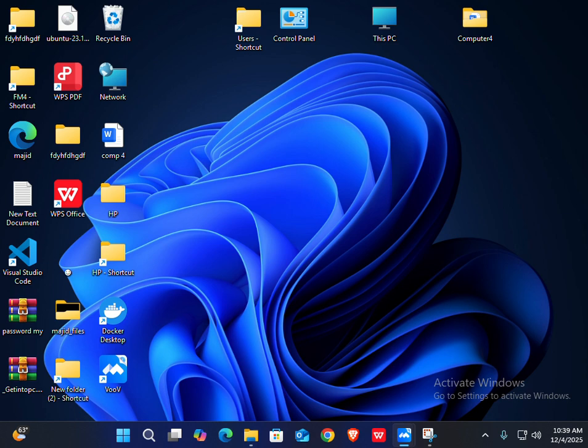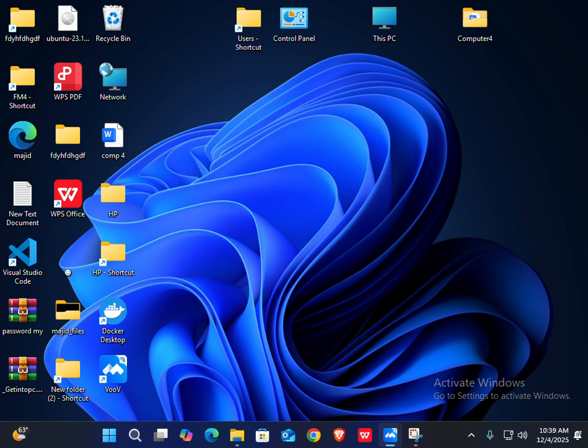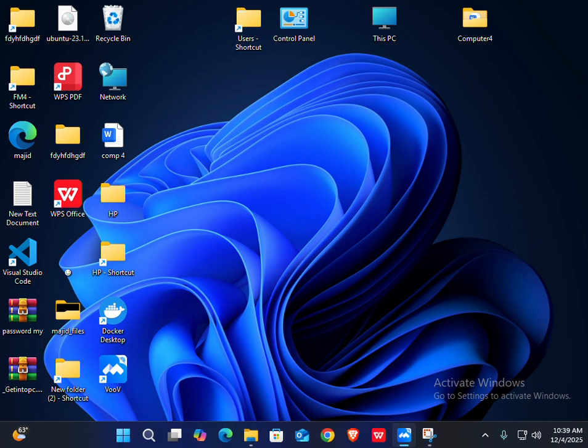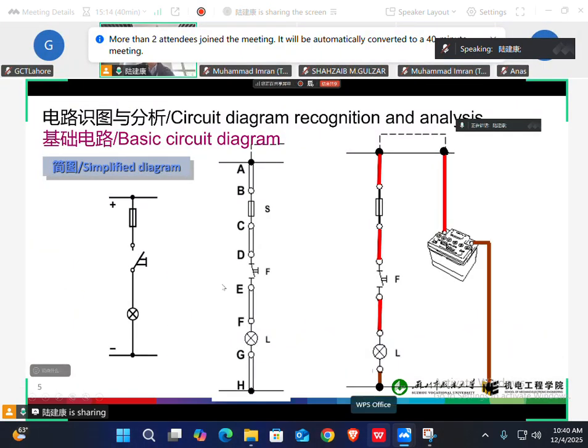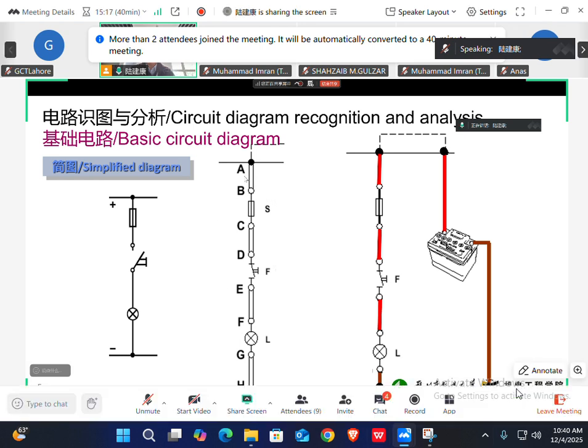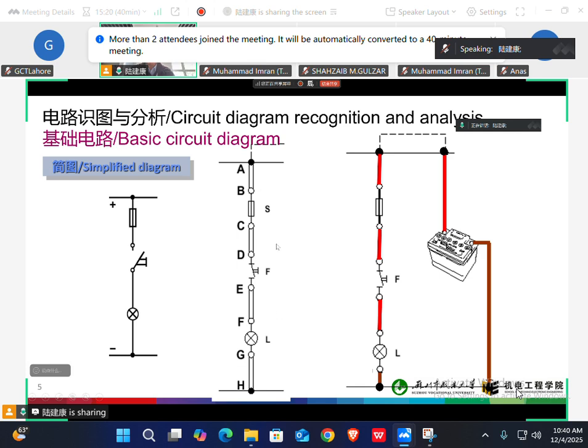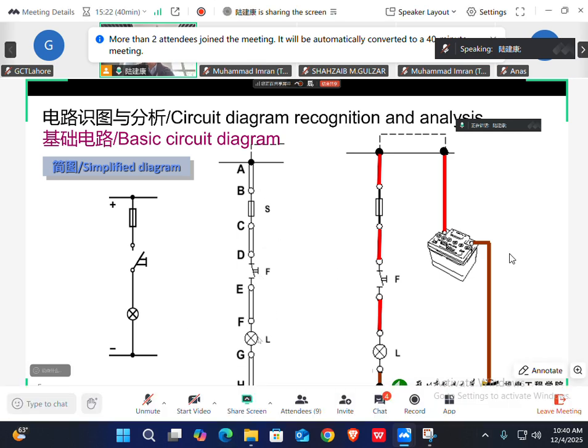Okay, then move to this part. We have to know about the simplified diagram. This is a very simple diagram. This is the lamp, this is the switch, and this is the fuse. Normally, we use this kind of diagram in circuit diagram, and in some diagrams maybe use this type. The meaning is the same: lamp, switch, fuse.